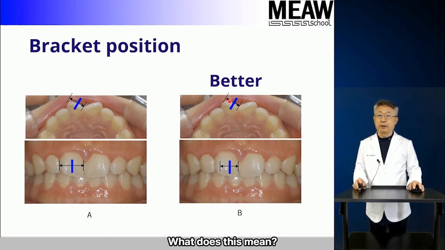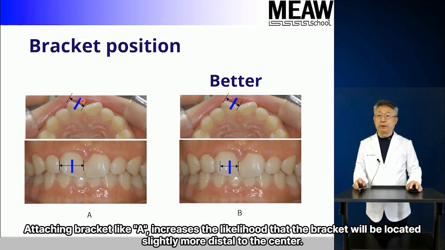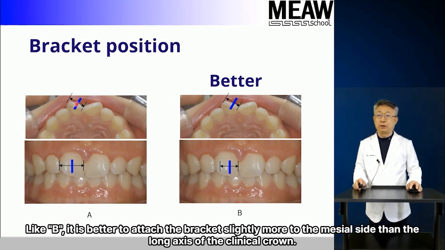What does this mean? Attaching bracket like A increases the likelihood that the bracket will be located slightly more distal to the center. Like B, it is better to attach the bracket slightly more to the mesial side than the long axis of the clinical crown.